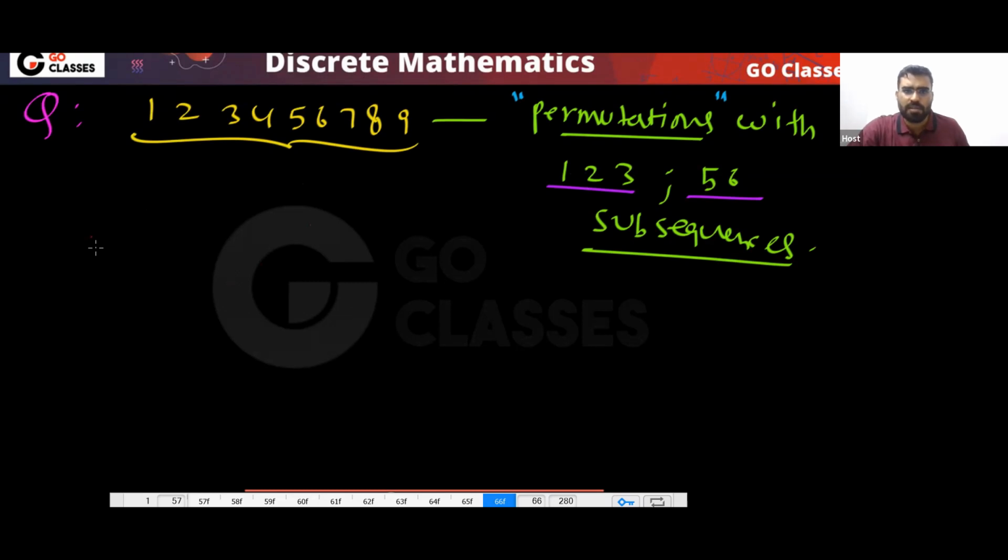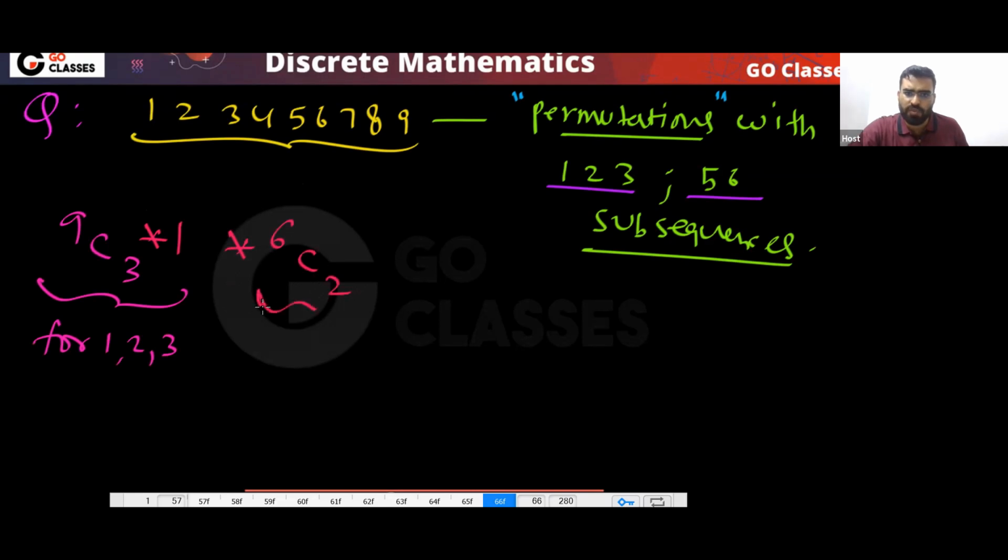So very simple. The answer is, from 9 you select 3 for 1, 2, 3. They can arrange in only one way. From the remaining 6, you select 2 for 5, 6. The remaining 4 people can arrange in 4 factorial ways.